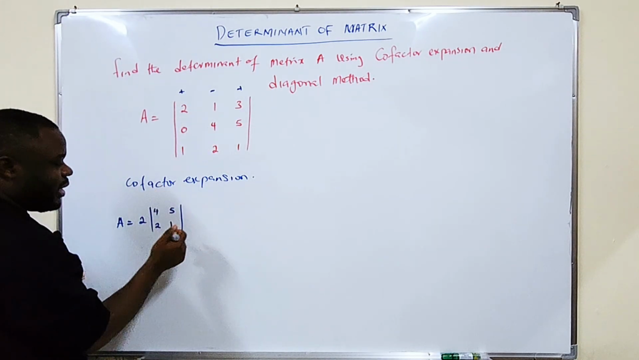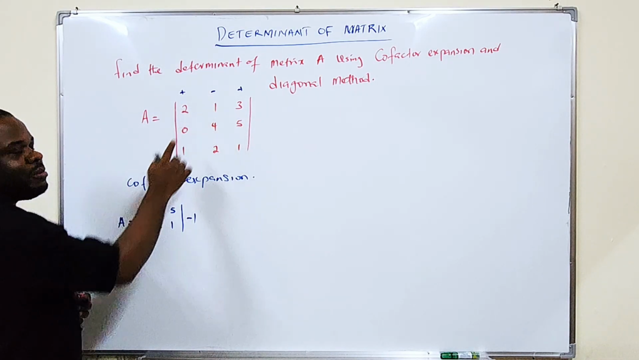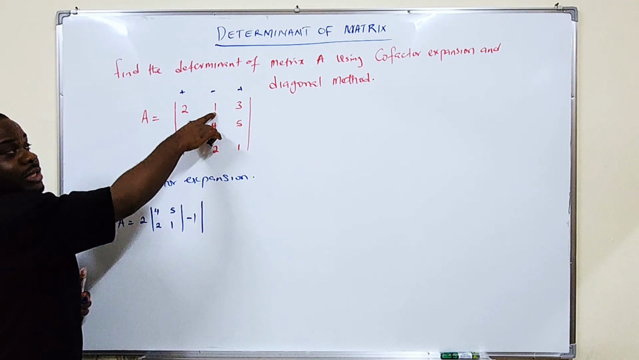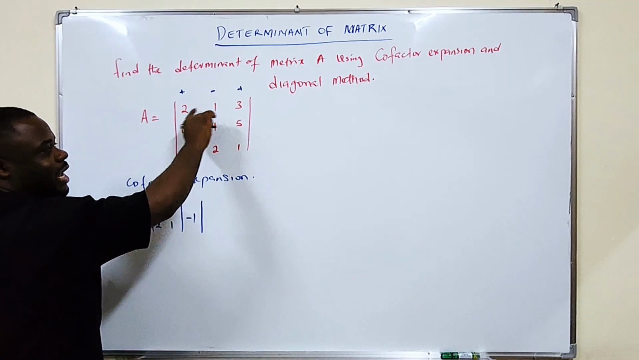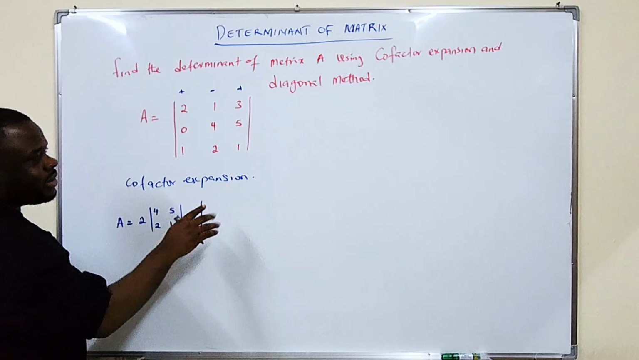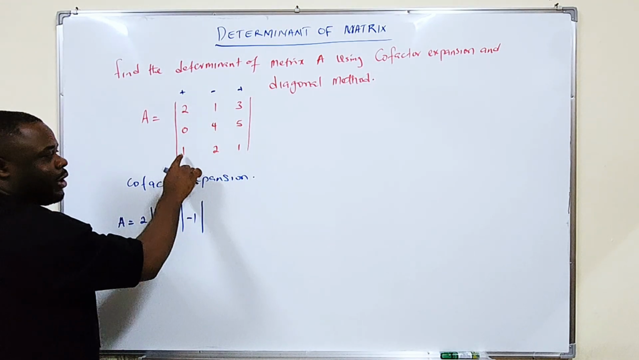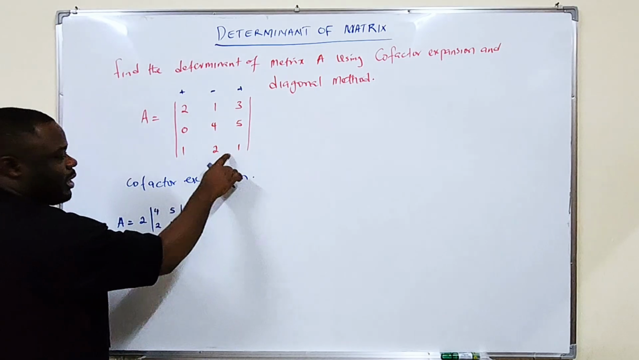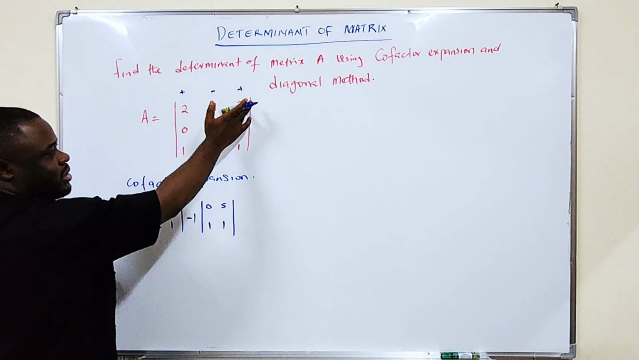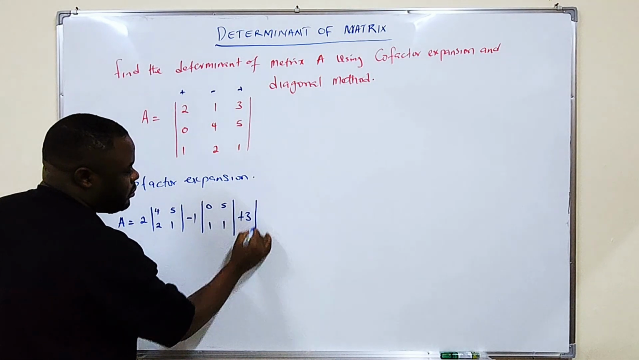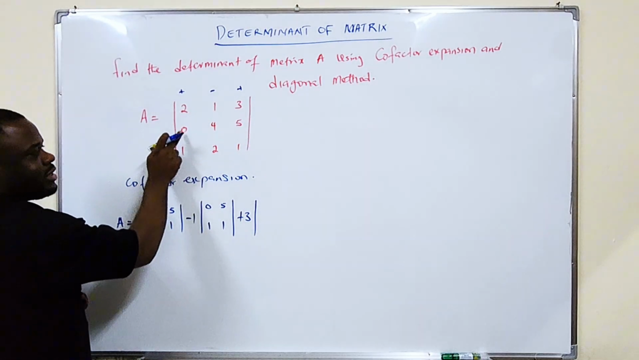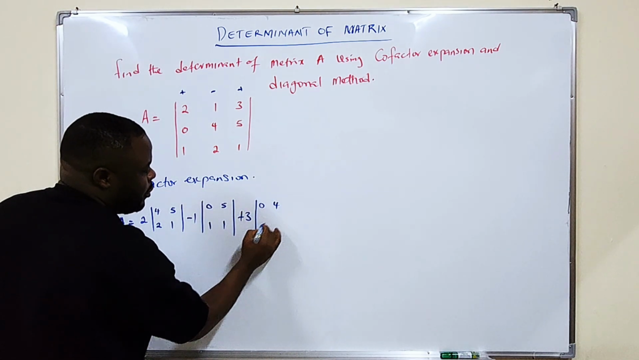Now for the second element, you have negative 1 because of this negative. So it's going to be multiplying only this element. Since you are using this element, every row and column associated with that element will not be repeated. So we are just going to write these other 4 elements: 0 and 5, 1 and 1. Then the last element on that row is plus 3. This column is gone and this row is also gone, so we are going to write 0, 4, 1, and 2.